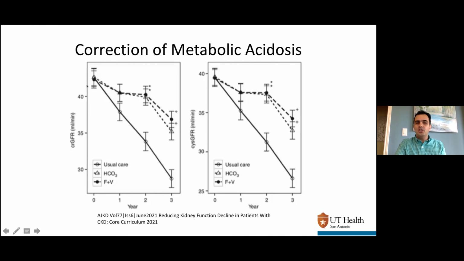And they looked at the EGFR slope, and you can see that with usual care, without correcting the bicarb above 22, the slope is really steep, and there is significant worsening in the EGFR. While in patients with alkali therapy or fruit and vegetables, the slope of the EGFR decline is actually much better. The reason fruit and vegetables are good is that a lot of them are accompanied by citrate, and citrate is kind of an alkali.